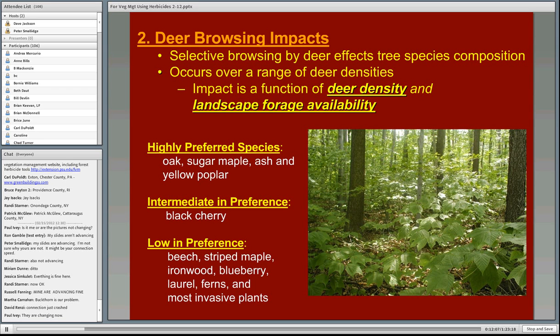So deer, and I can't emphasize this enough, deer browsing impacts is probably one of the most important factors that goes into the proliferation of some of these competing plants in our understories.